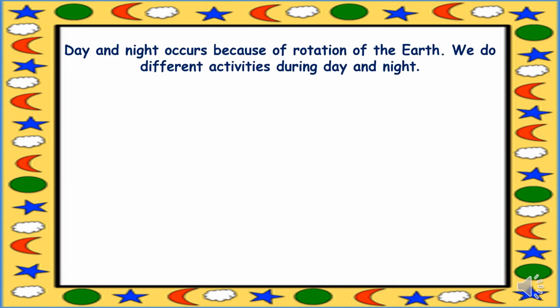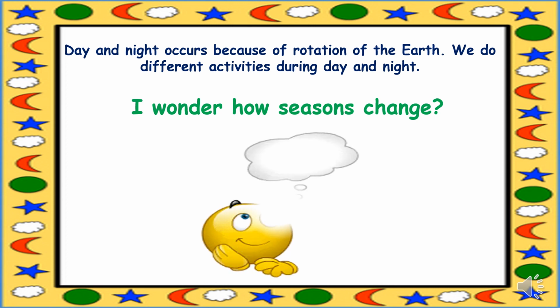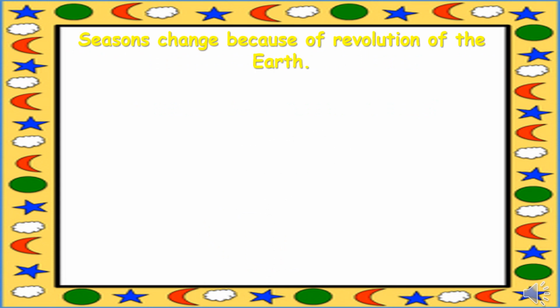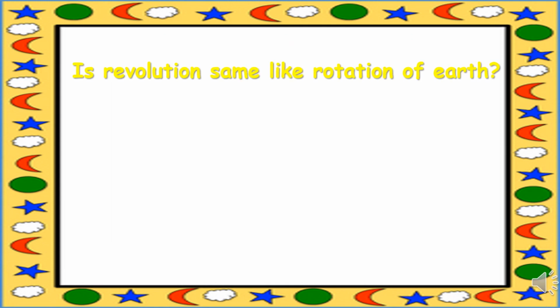Day and night occurs because of rotation of the earth. We do different activities during day and night. But I wonder how seasons change. Do you have any idea? Seasons change because of revolution of the earth. Children, do you think revolution is same like rotation of the earth? Let's find out.